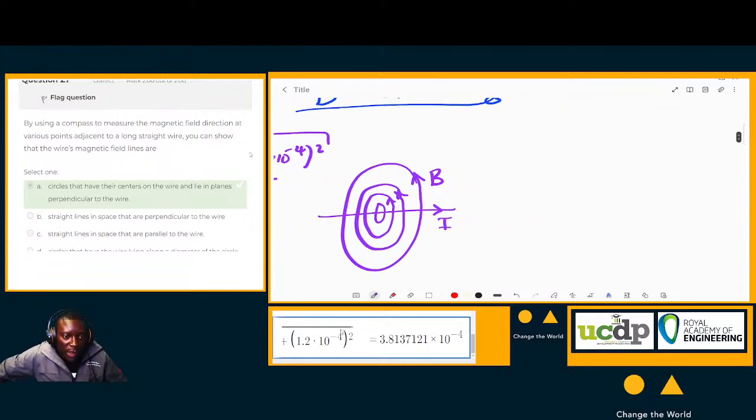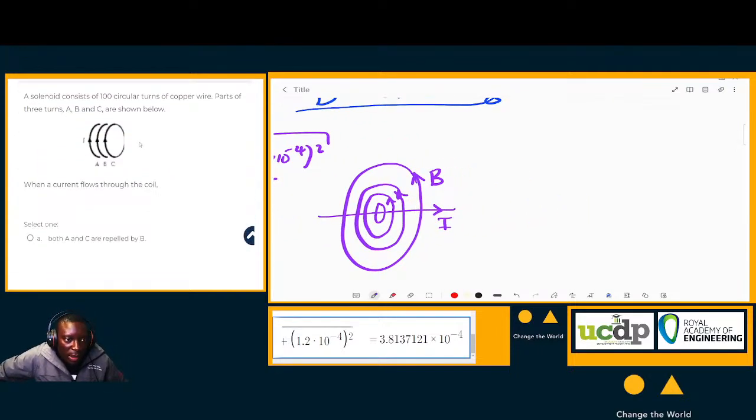So the next part, that was quite easy. A solenoid consists of 100 circular turns of copper wire. Parts of 3 turns A, B, C are shown below. When a current flows through the coil, so if the current is going in circles like that, we can call that a clockwise direction looking from the right side of the diagram. But besides, when we have a flow like that, what then happens?